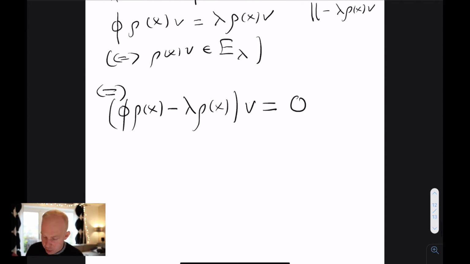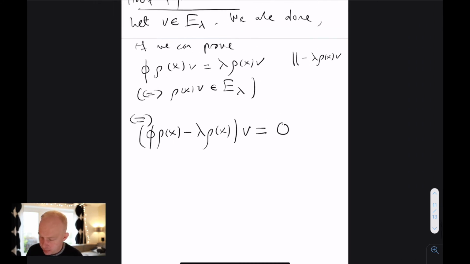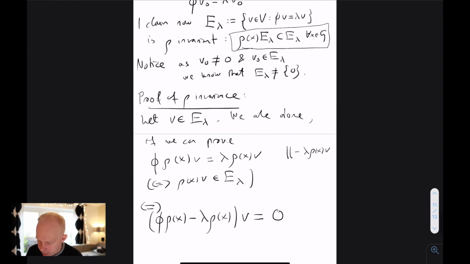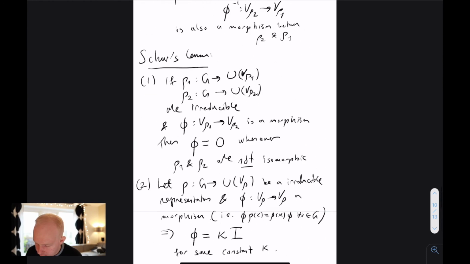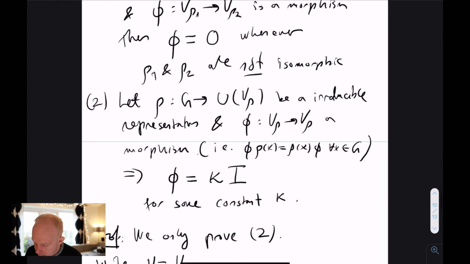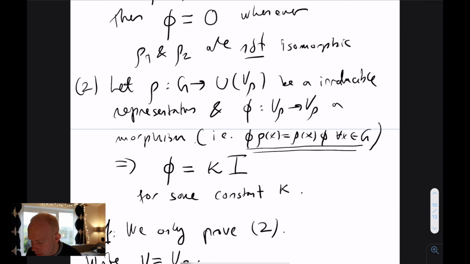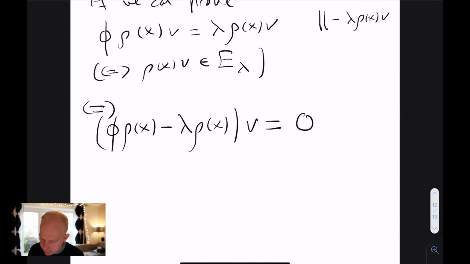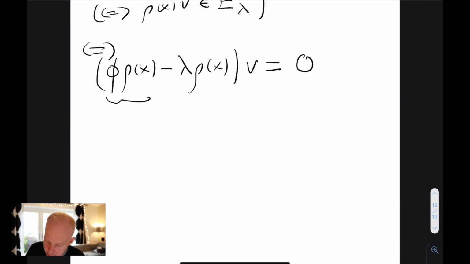But then, how do we prove this one? Now we can use the morphism relation. Remember what morphism meant, the definition of the area. Let's go back to the definition. We have it already in the statement of Schur's Lemma. Rho X has this property that if you take phi from the left and rho X as a matrix product, you get the same as rho X phi from the right, for any X in G. So we can change this, since phi is a morphism.